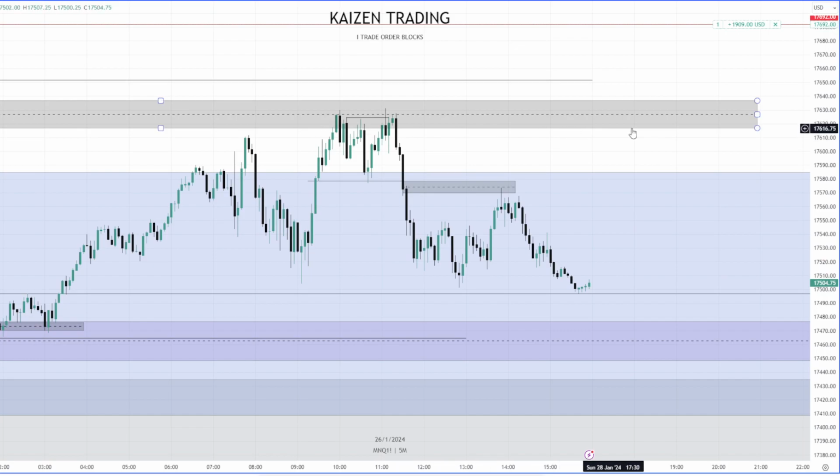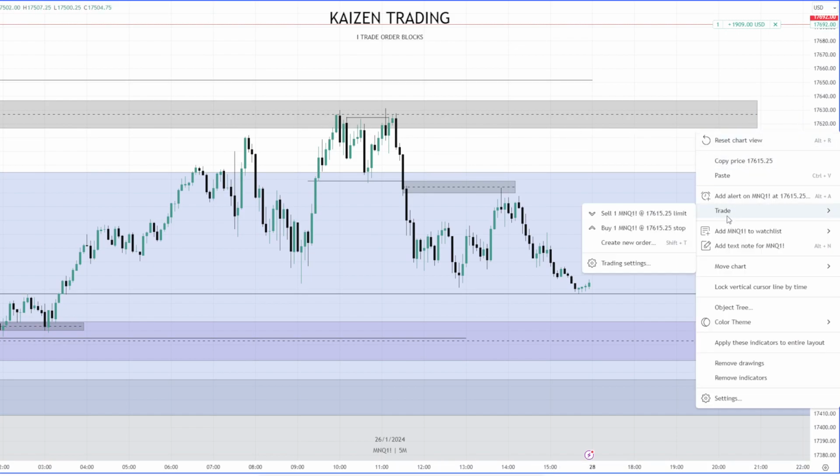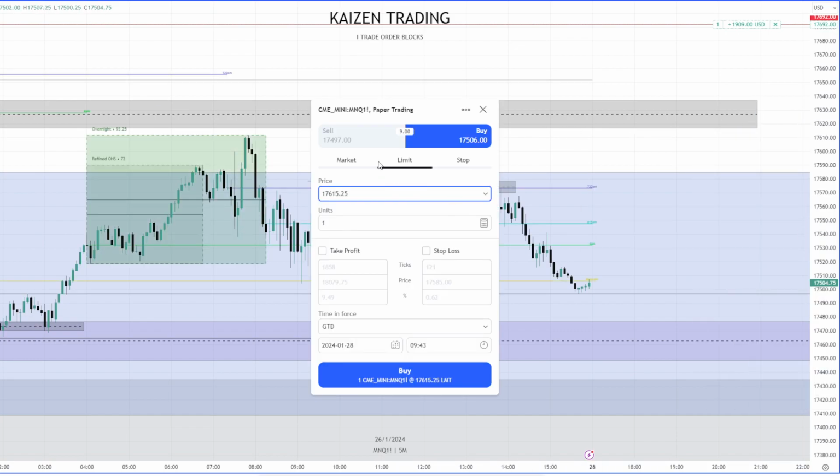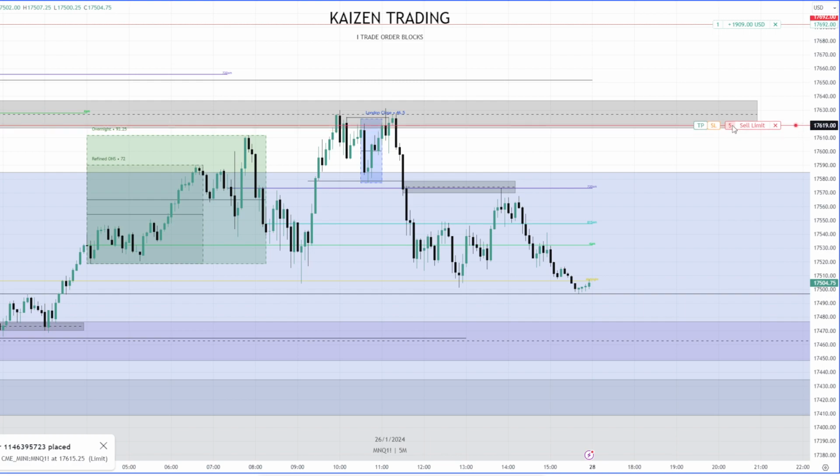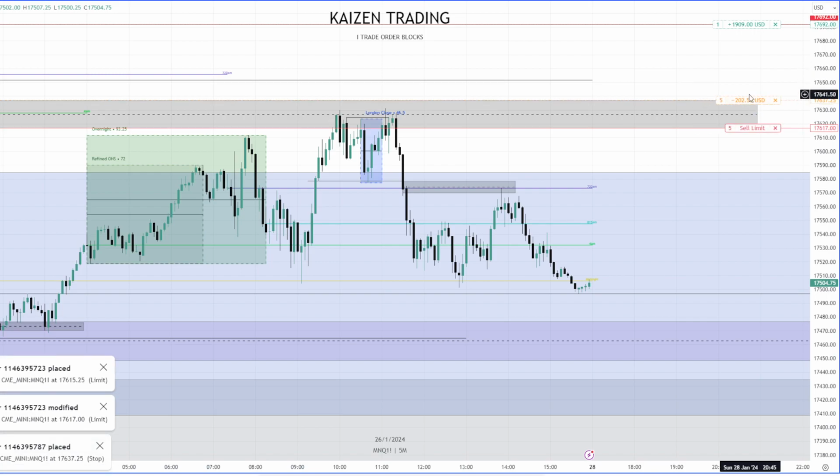And so if I took this 5-minute order block and I was going to sell 5 micros with a stop loss above this, okay, that's a $200 risk.